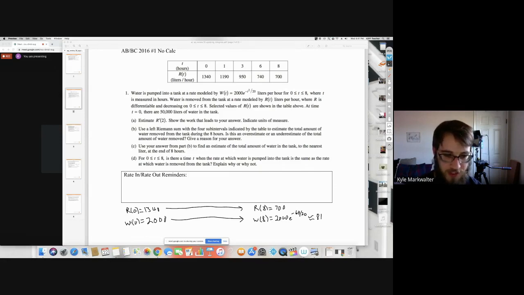At the start, W was bigger than R. At the end, R was bigger than W. So if W started off bigger, at some point R and W are going to cross. Because W started bigger, it was 2000 at the beginning compared to 1340, and at the end, R was 700 compared to 81. So what theorem can we use to talk about how this is going to work? We have a point where we have to cross here. What theorem can we apply here to state that we are going to have a place where these two functions actually touch?